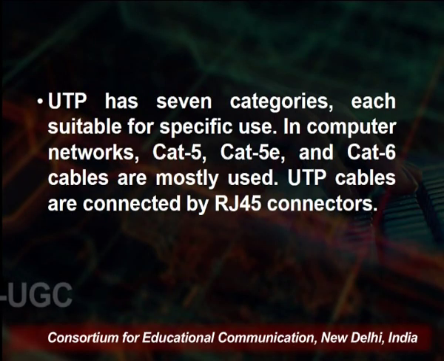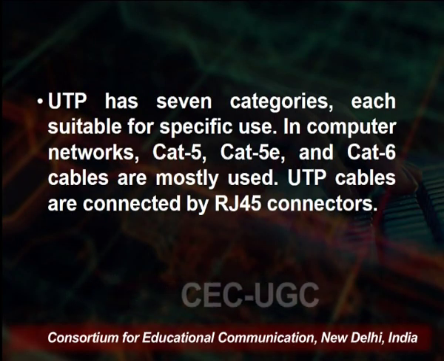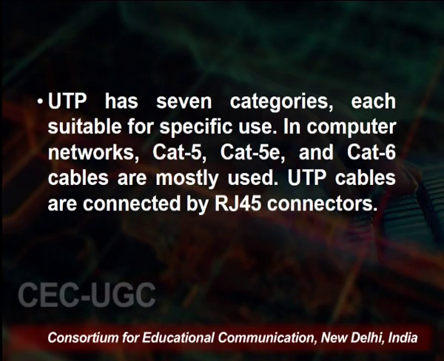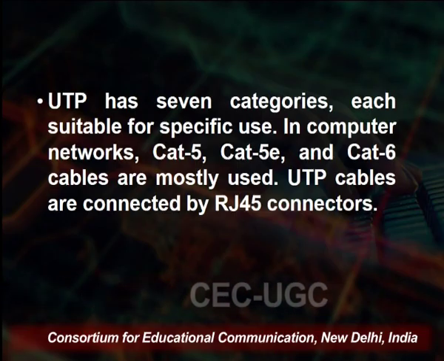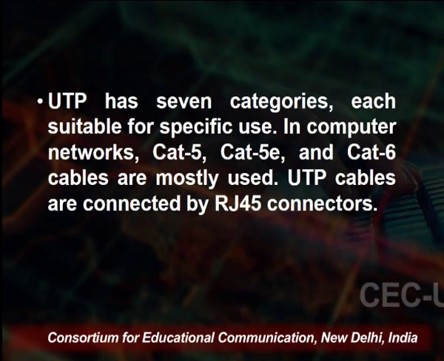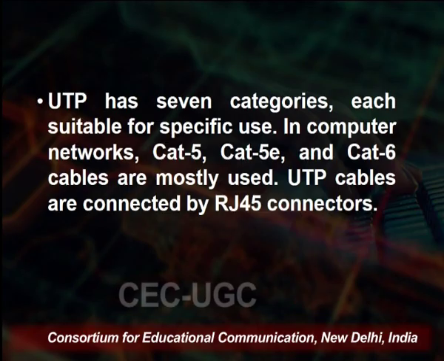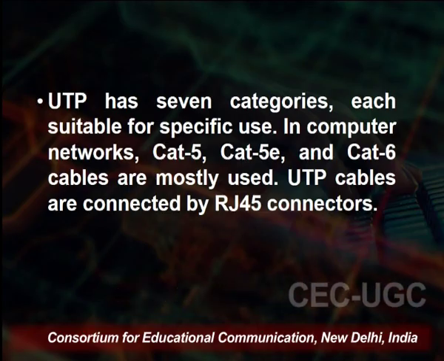Cat5, Cat5e and Cat6 are the 3 categories commonly used in computer networks, and these UTP cables are connected with each other or with devices using RJ45 connectors. Now this RJ45 connector is also an important thing among the very small entities used in computer networks. RJ45 is very commonly used for connecting.